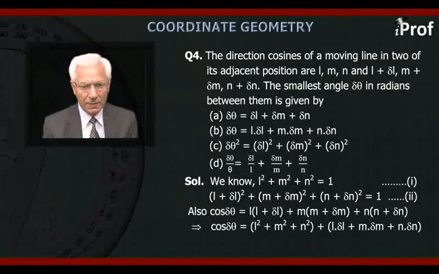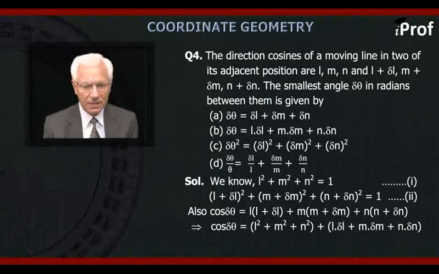Now we know that l, m, n are direction cosines. Therefore, l square plus m square plus n square equal to 1. Similarly, l plus delta l, m plus delta m, n plus delta n are also direction cosines in the next position. Therefore, the sum of their squares is also 1. That is, l plus delta l whole square plus m plus delta m whole square plus n plus delta n whole square is also equal to 1.